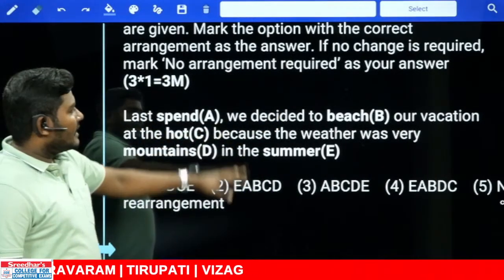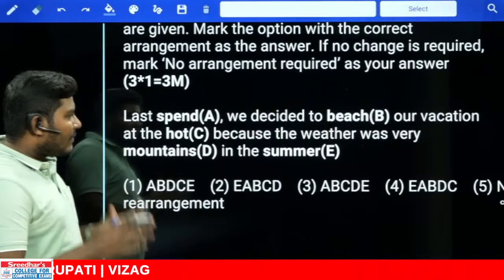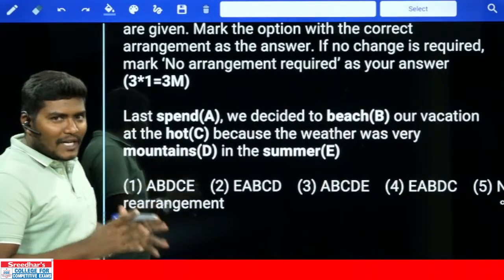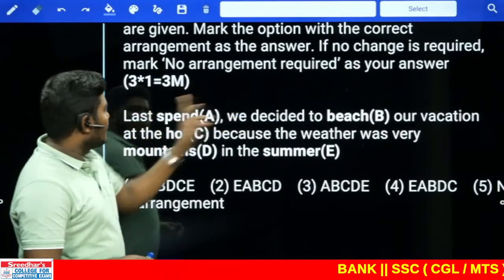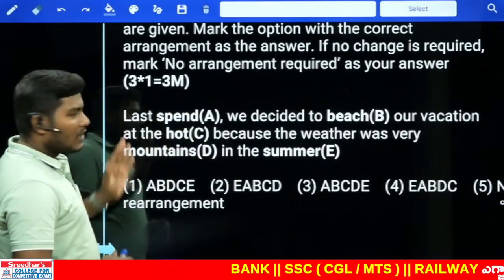Last spend, we decide. Is that possible? It feels absolutely wrong. When you read something, you need to sense it. That comes over a period of reading. Okay. Last spend, last beach, last hot, last summer, last mountains. What is the correct one?